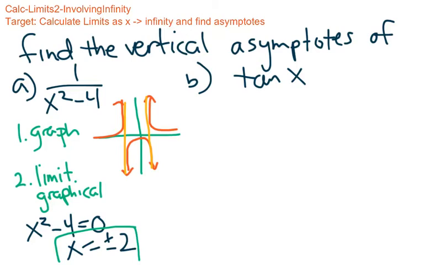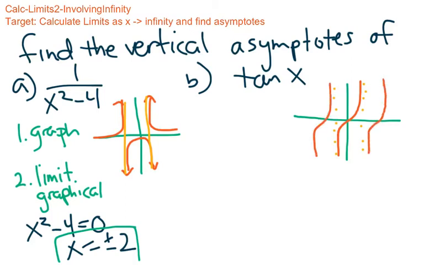Okay, and then the last bit, the tangent function. I'll do a quick little graph of that, and we get something that looks like this, with asymptotes. But this repeats itself. So there are infinitely many asymptotes.